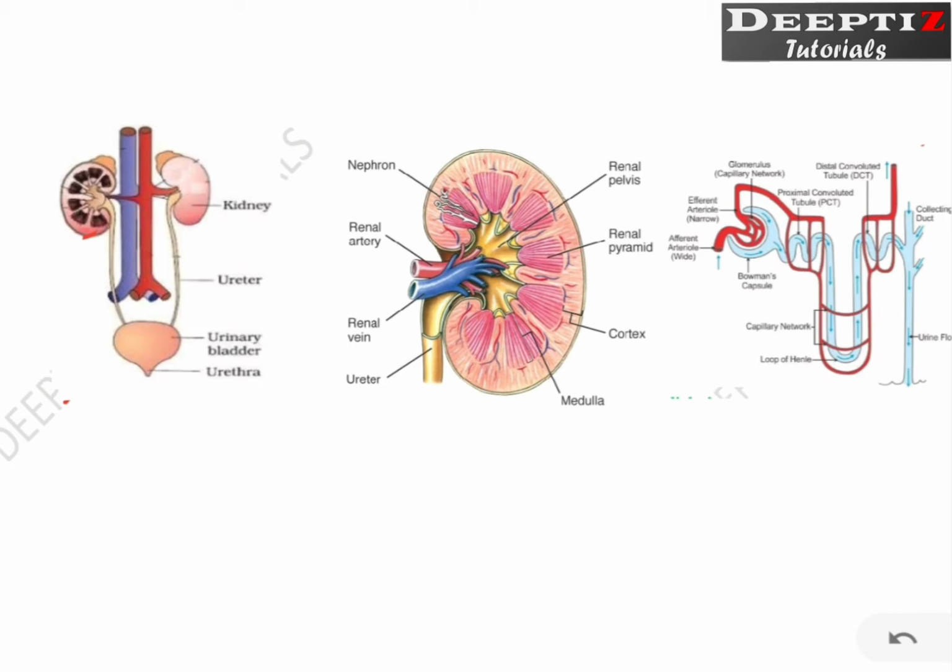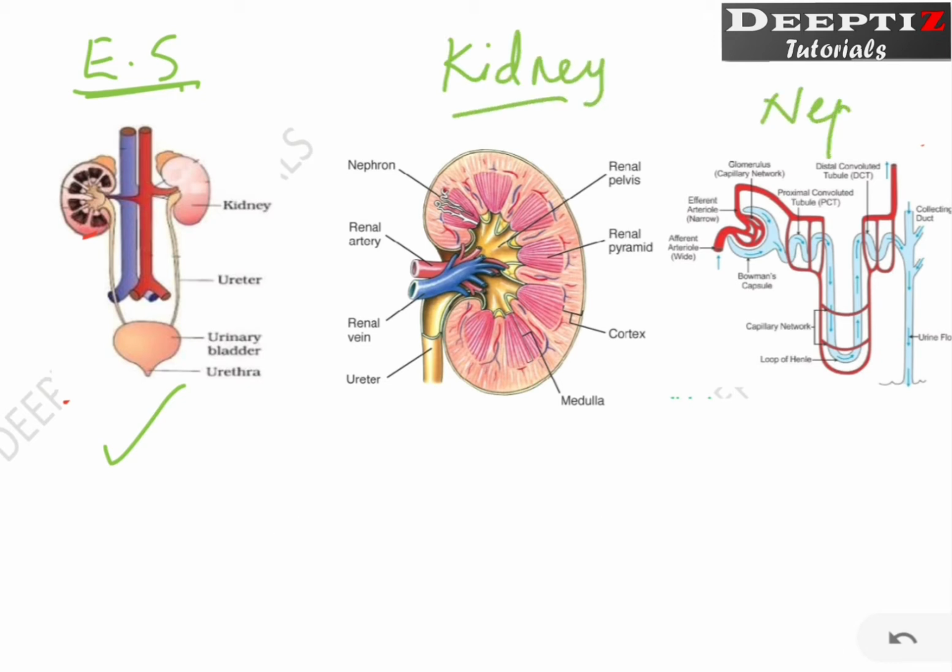We have already completed the excretory system in human beings, and let's see the detailed structure of each and every part of this excretory system. So this first diagram we have already studied, right? This is the excretory system, and the second diagram is the detailed structure of kidney, and the third one is the detailed structure of nephron. Right, there are three diagrams which are given here.